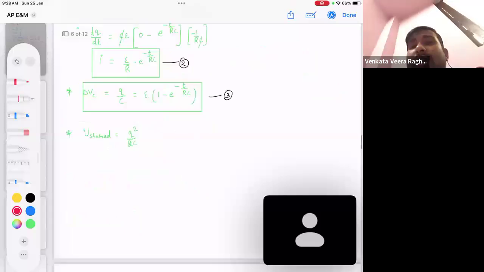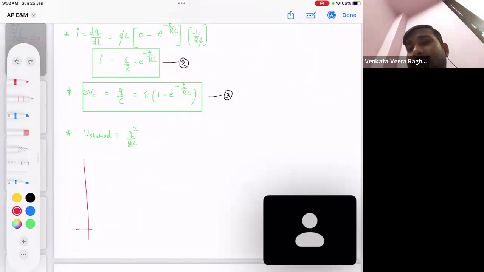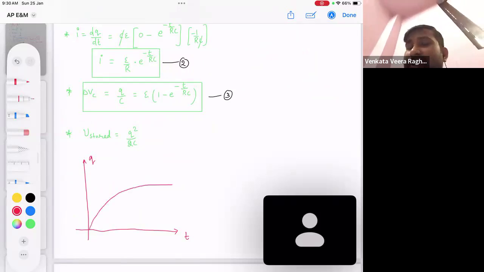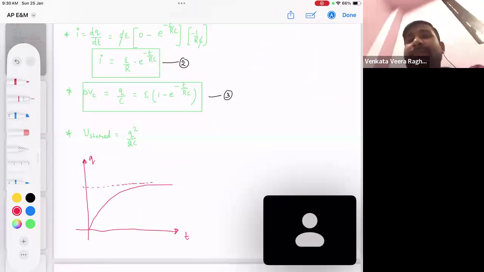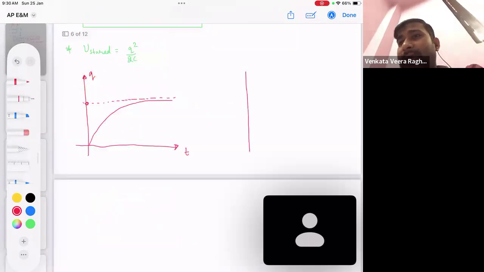If I want you to plot some graphs, what kind of graph will you plot? If I ask you to plot a graph of charge on the capacitor versus time, what kind of graph will come? It will be an exponential rise, and finally it becomes constant, isn't it? The charge as a function of time is an exponential rise, and finally at t equal to infinity it becomes constant. Understood?